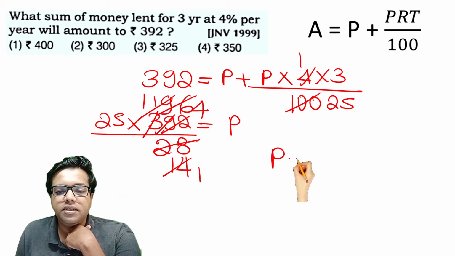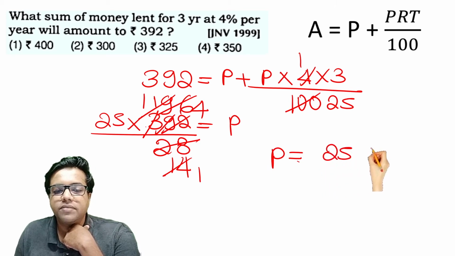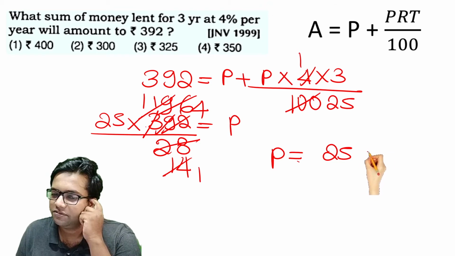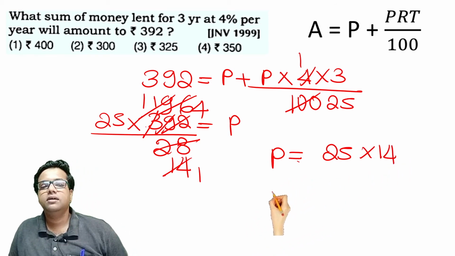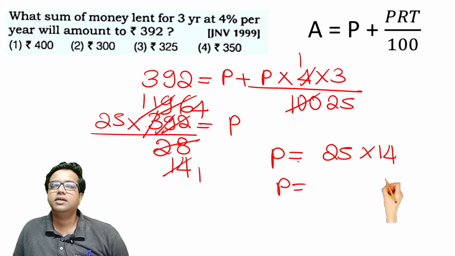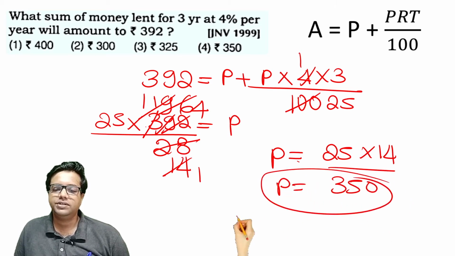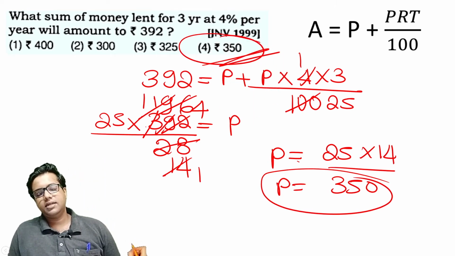So you will get P is equal to 25 into 25 into 14. P will be equal to 25 into 14, which is 250 plus 100, that is 350. If you do the multiplication, you will get 350. So the principal amount is option 4. 350 is the right answer for this question.